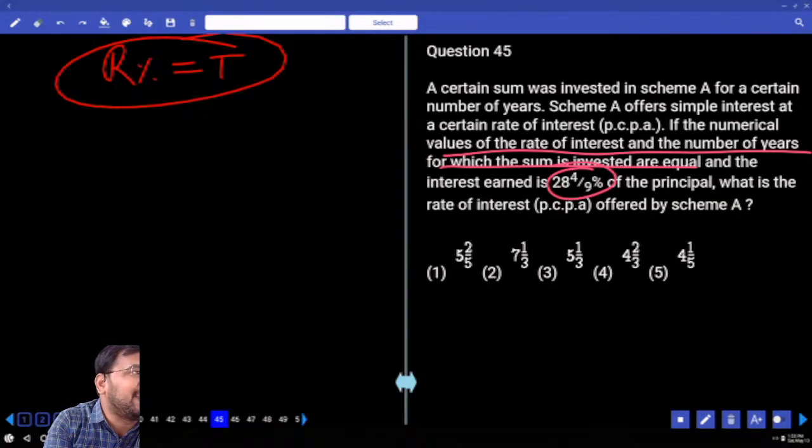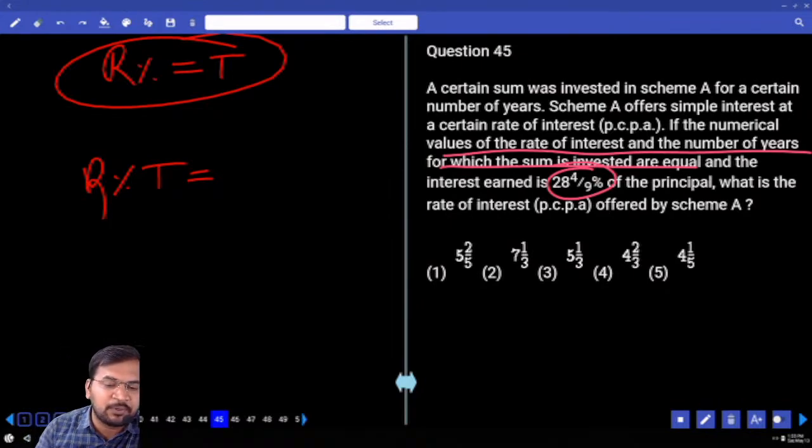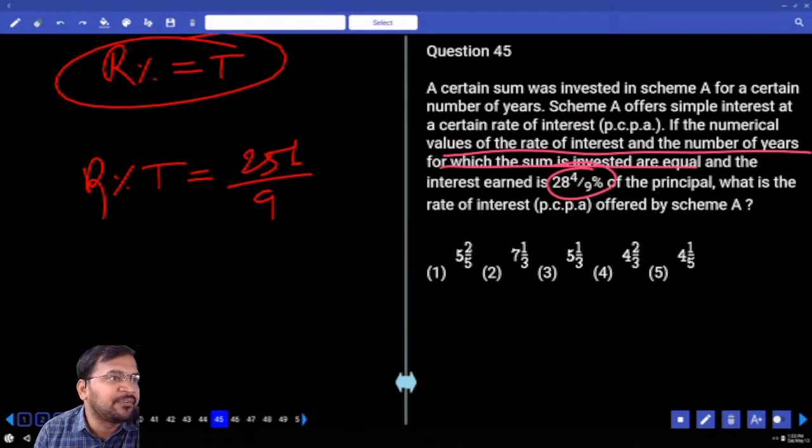Now total interest is nothing but R into T, na? R into T is nothing but the total rate of interest, na? Are you clear, na? So 28 4 by 7. 9 times 28 is how much? 9 times 20 is 180. 9 8s are 72. 72 plus 180 is 252. 252 plus 4 is 256. 256 by 9, na? All of it clear?